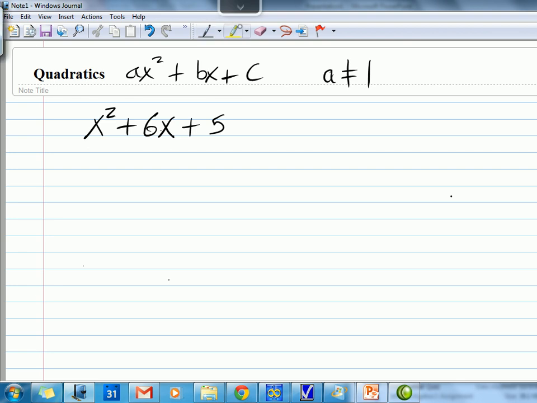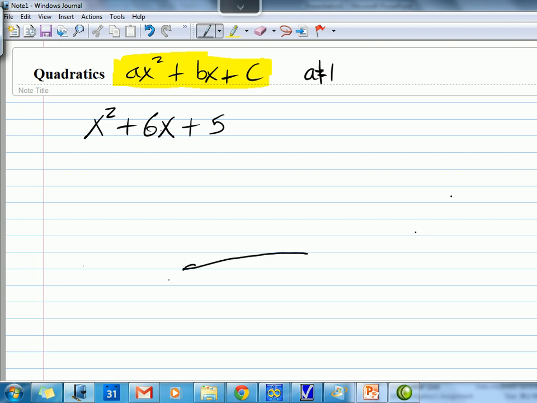Now, remember how I said that quadratics are all polynomials that look like this, with a constant term, a linear term, and a quadratic term, ax squared. We were talking before, let me erase this real quick. The ones we were talking about in class were the ones with a equals 1. Well, what if a does not equal 1? Then a couple more things matter.